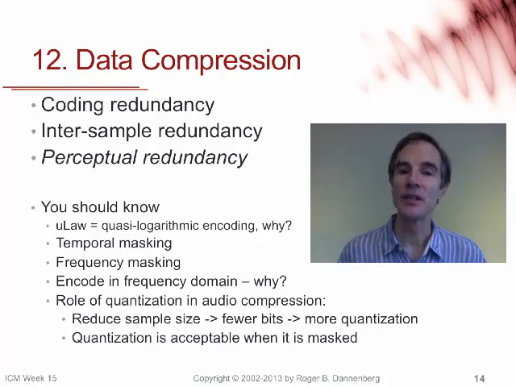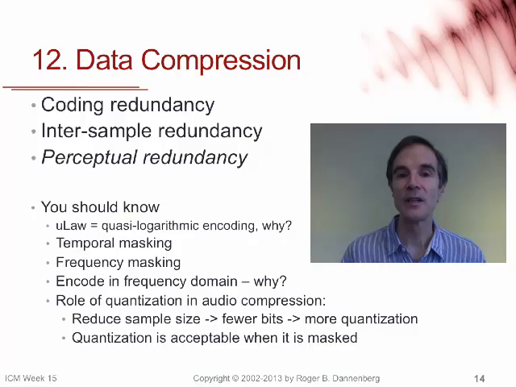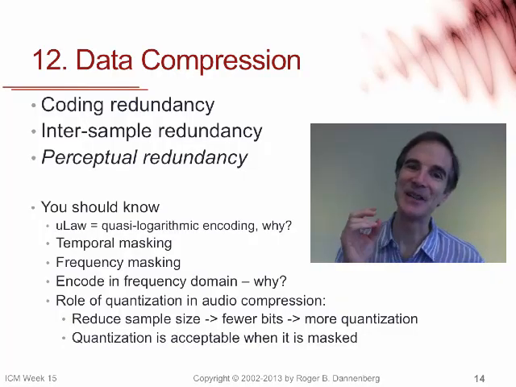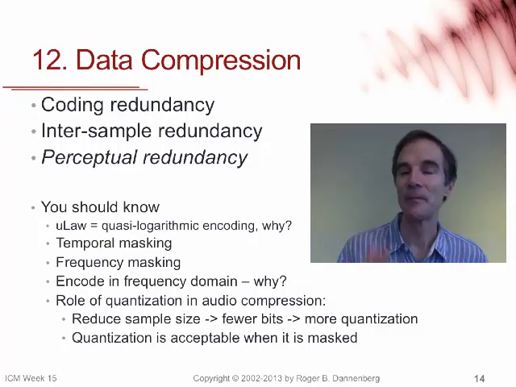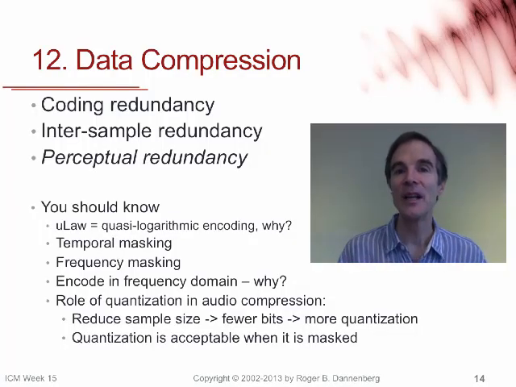And we talked about perceptual redundancy, the idea that we cannot perceive everything that exists in a sound signal, so we can throw out things that are inaudible in order to get higher compression. So you should know about mu law, which is a quasi-logarithmic encoding, and why you might want to do that. Here's a hint. Logarithmic encoding gives you essentially a constant signal-to-noise ratio regardless of the amplitude of the sound.